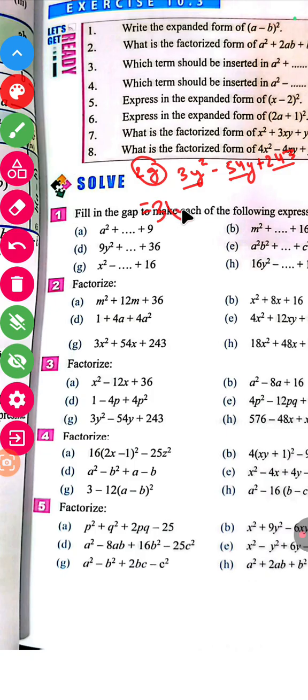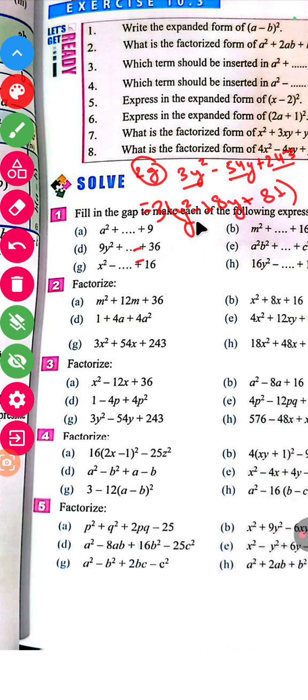After taking 3 as common, the leftover I write is y square minus 54 divided by 3, which becomes 18y, and 243 divided by 3 is 81, since 3 eights are 24, 3 ones are 3. So 3 was common in all three terms. 54 is 18 into 3, so 3 is outside, and 243 is 81 into 3, so 3 is out. Now 81 is still inside.